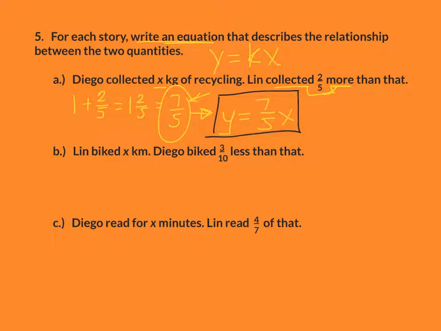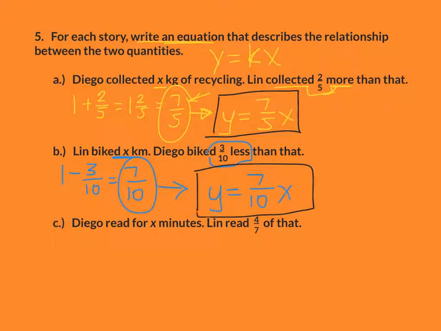Okay, next. Lynn biked X kilometers, and Diego biked 3/10 less than that. So our original X is 1. 3/10 less means I'm subtracting or taking away 3/10. Remember, 1 whole is 10/10. So 1 whole or 10/10 minus 3/10 is going to give us 7/10. So this is what I'm going to use. I'm going to use my format, y equals 7/10 x. That's the second one.